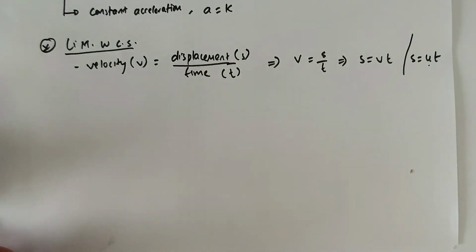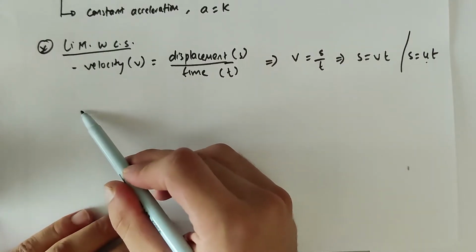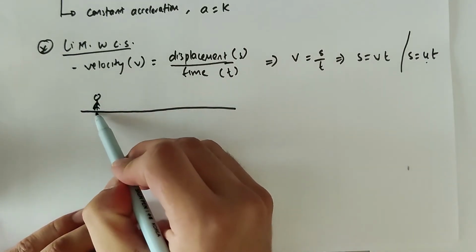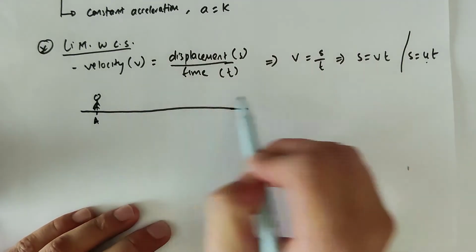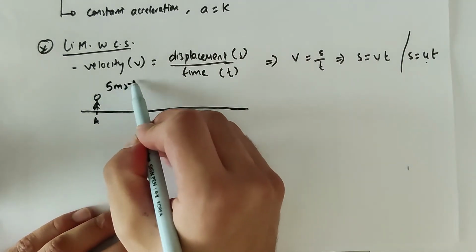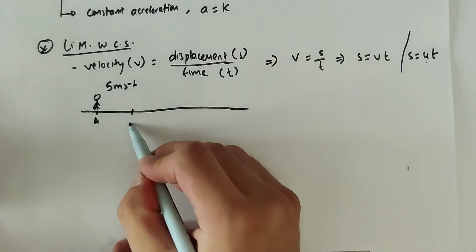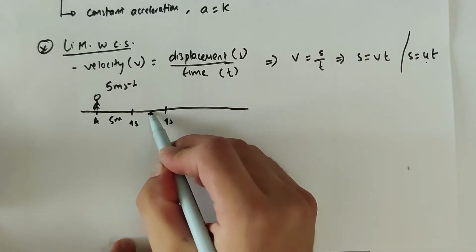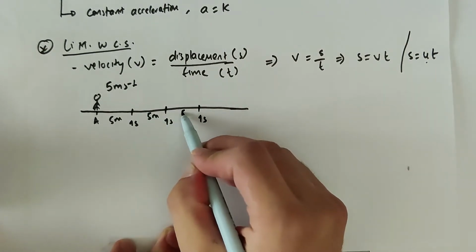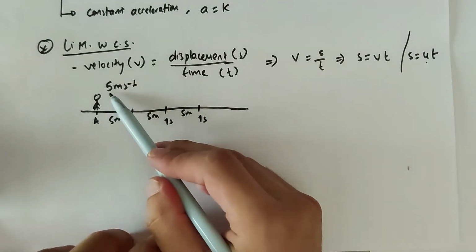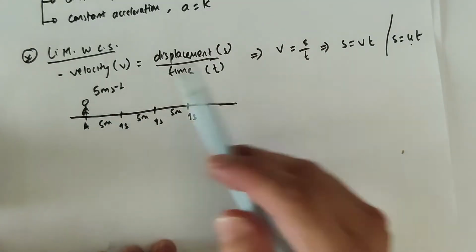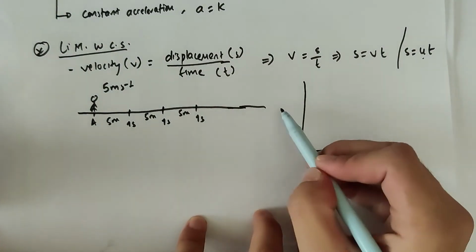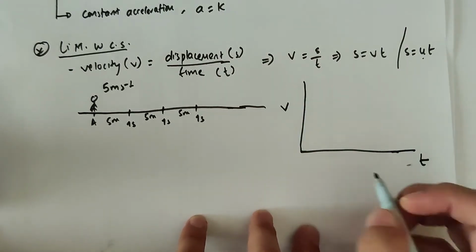So let's have a case study. Let's say it is a straight road, and there is a guy who starts at this point A and travels in a straight line at a constant speed of 5 meters per second. It means that after 1 second he has traveled 5 meters, and in the next second he travels 5 meters, and in the next second he travels 5 meters. That's the meaning of having a velocity of 5 meters per second: the man travels 5 meters in every second.